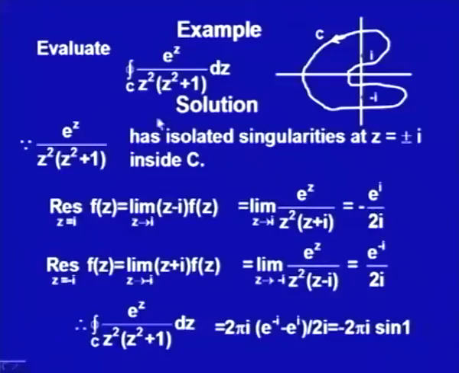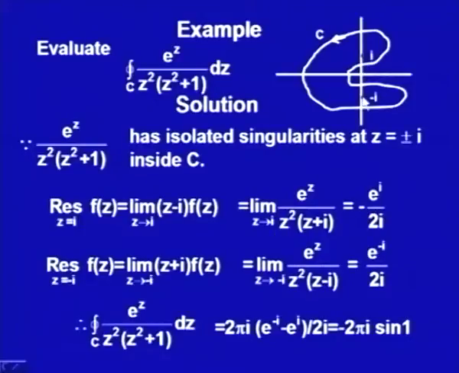Now, in this particular example we do have 3 singularities: 0, plus I and minus I, but for the given contour on which we are integrating, 0 was not interior to that contour. So, we are not going to add that residue at 0 in the evaluation of the integral.